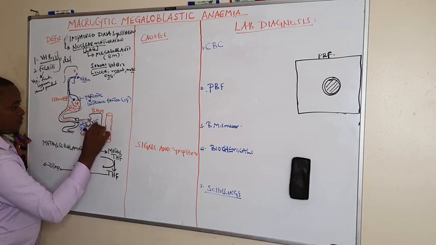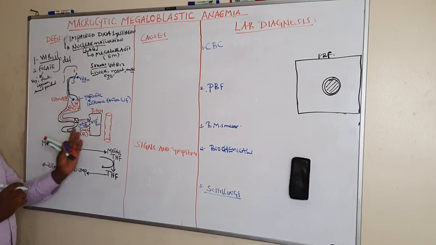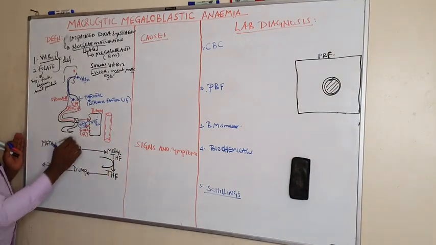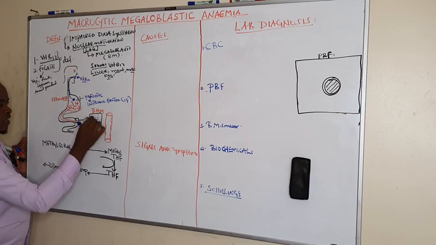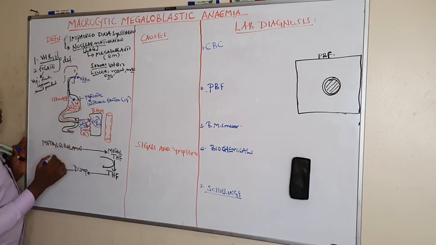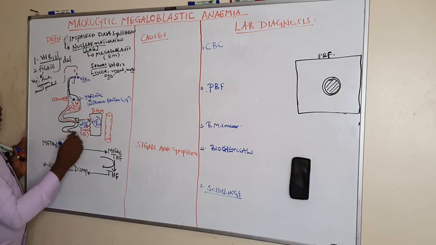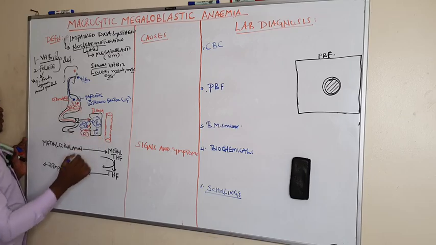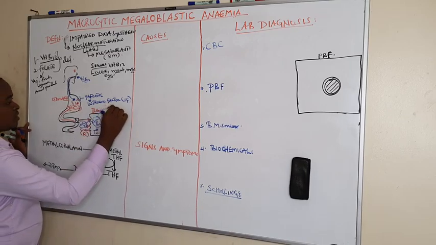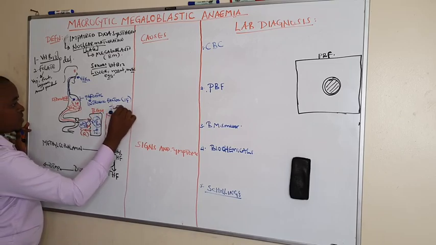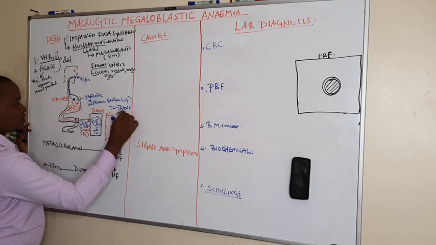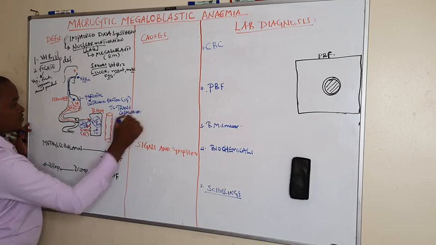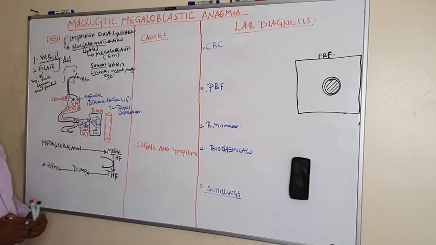So vitamin B12 is taken into the endothelium or the cellular cells of the ileum, and after reaching within the endothelium, within the mucosal cells, it is bound to transcobalamin. TC is an abbreviation of transcobalamin. Transcobalamin is a carrier protein.